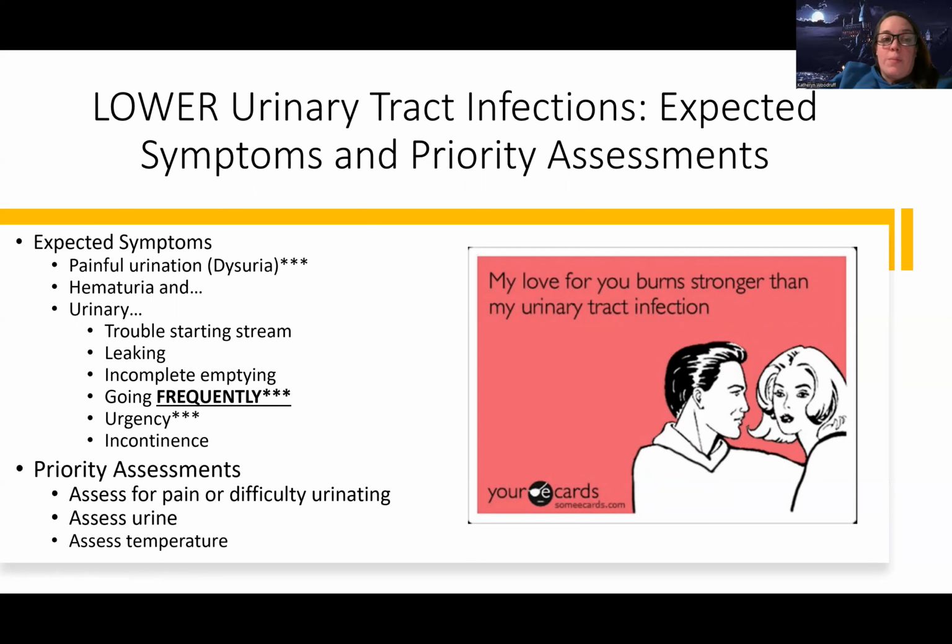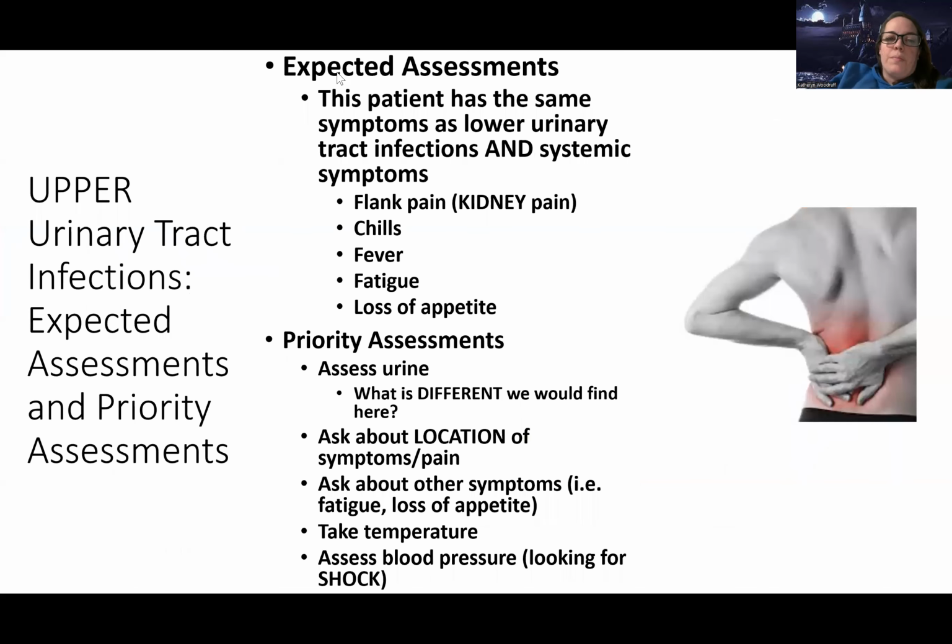Other things we might notice is blood in their urine. They might have trouble starting their stream or leaking, some incontinence. They might have trouble with completely emptying. So I'm going to assess for pain or any difficulty urinating. I'm going to assess the urine itself and see what it looks like and possibly assess their temperature. With a lower UTI, they don't necessarily have a fever, but it's usually more with the upper, but it's possible.